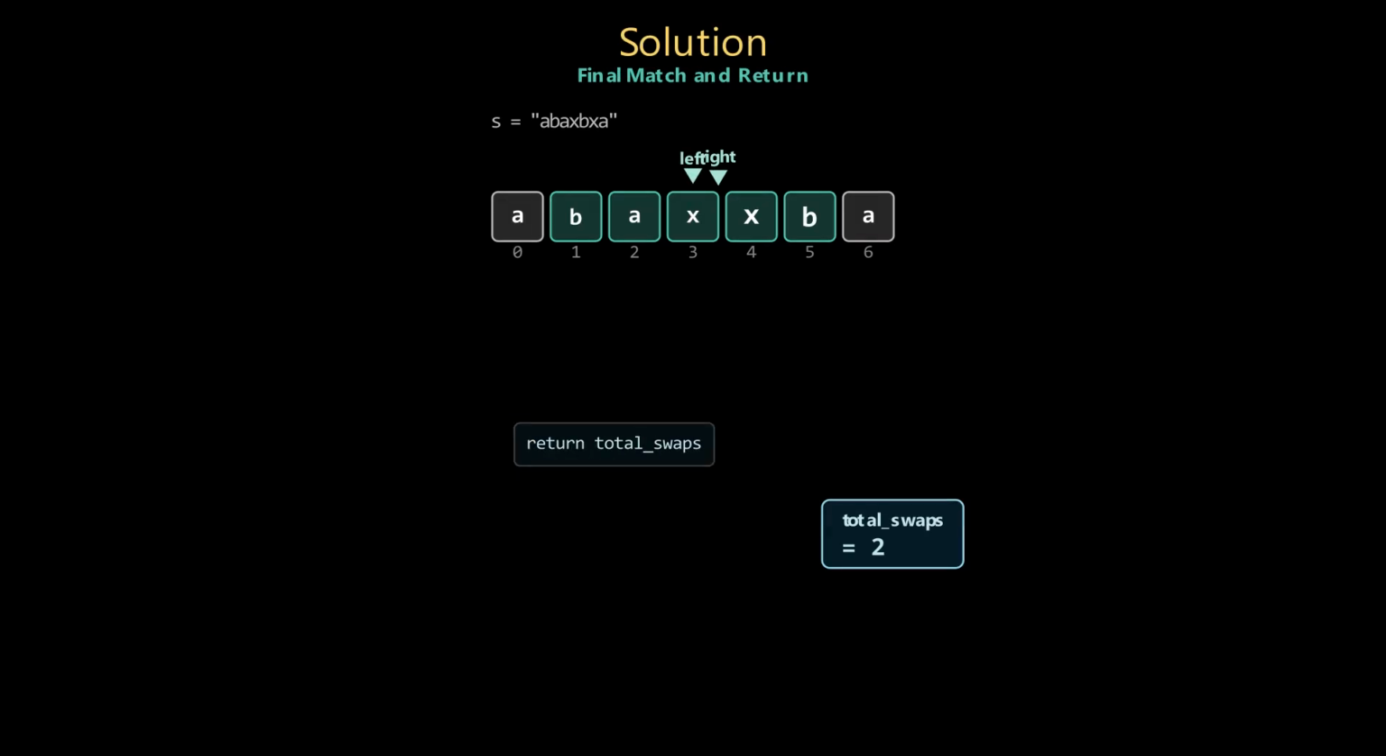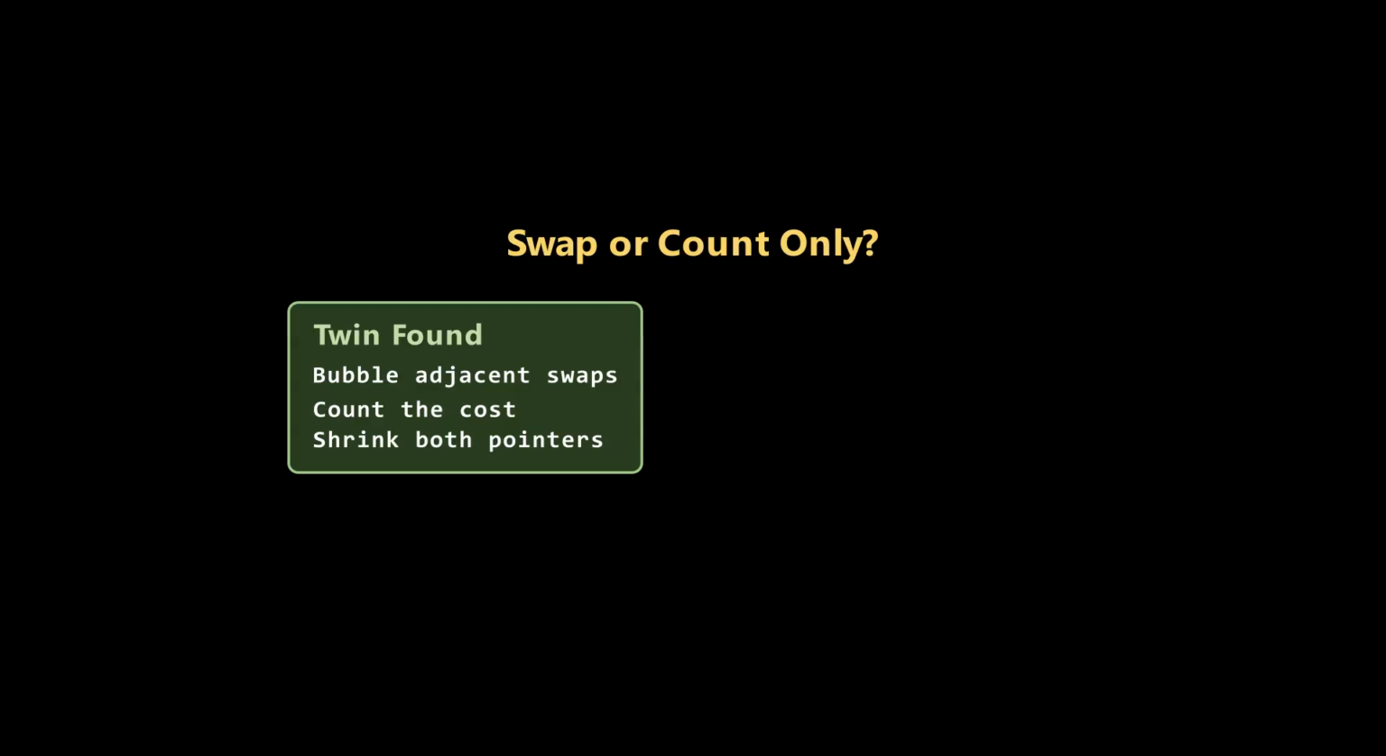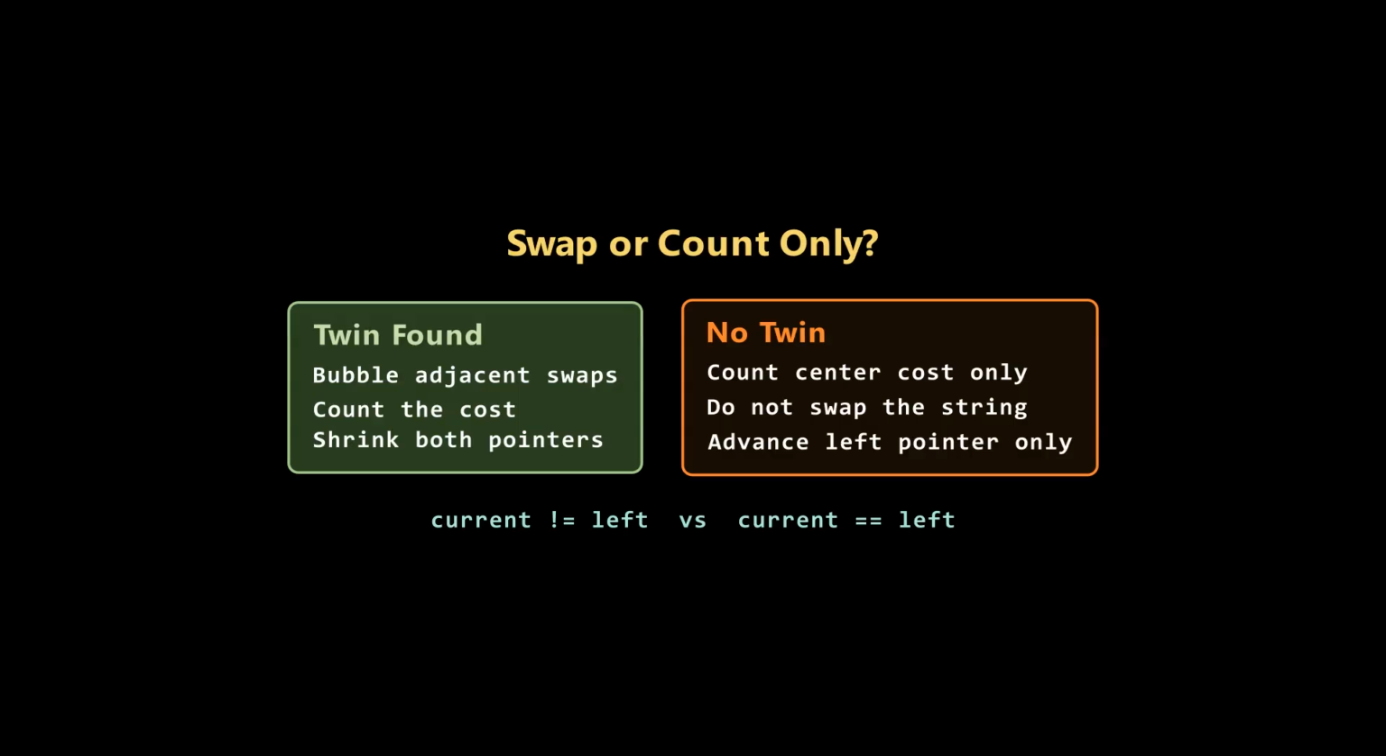Our window is down to indices 3 and 4. We match the twin X at the right edge with 0 swaps. Our pointers meet, and we return our total minimum swap count of 2. Remember the fork. When a twin exists inside the window, bubble it with adjacent swaps, then count the cost and shrink both boundaries. When no twin exists, count the center cost only and advance just the left pointer. Swaps follow partners. Count alone handles the center.